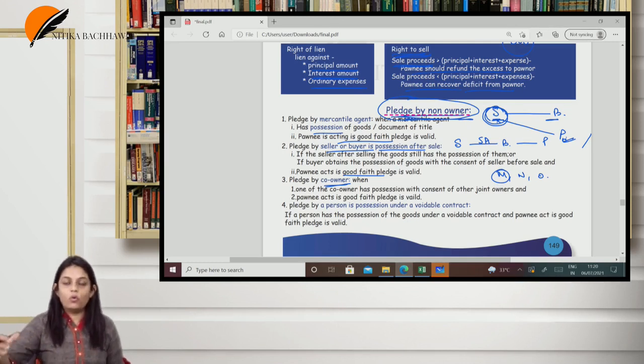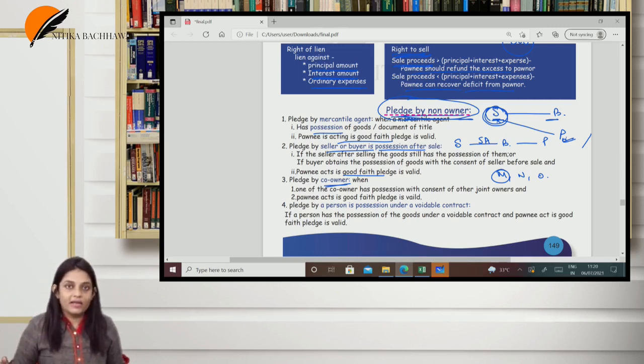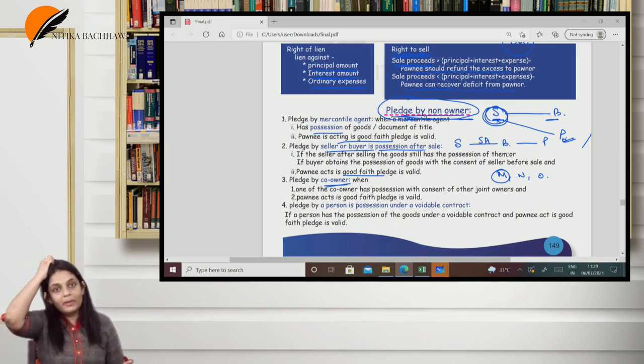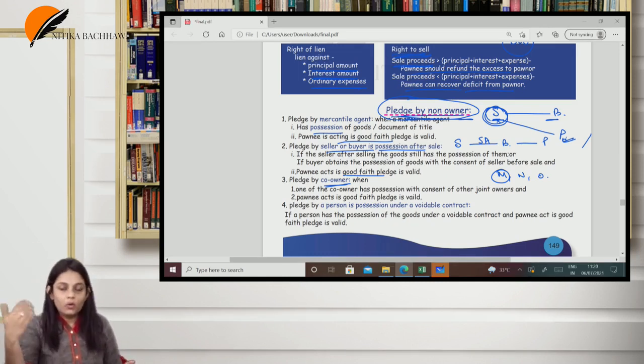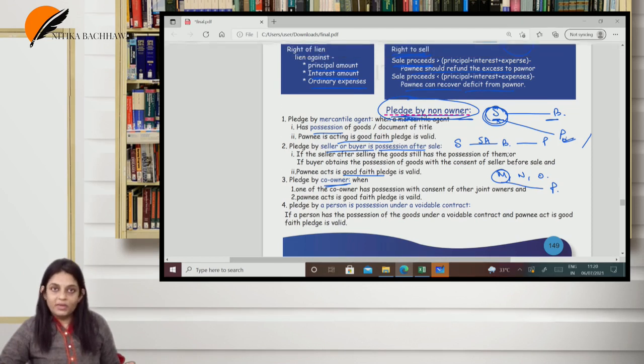Let's say M, N and O have jointly purchased the car. A property cannot be immovable because pledge is always for movable goods. N and O don't know how to drive, so they say to M, please keep the car with you. Once we learn how to drive, we will also use it. Now M goes and pledges this car to P. The pledge is absolutely valid.